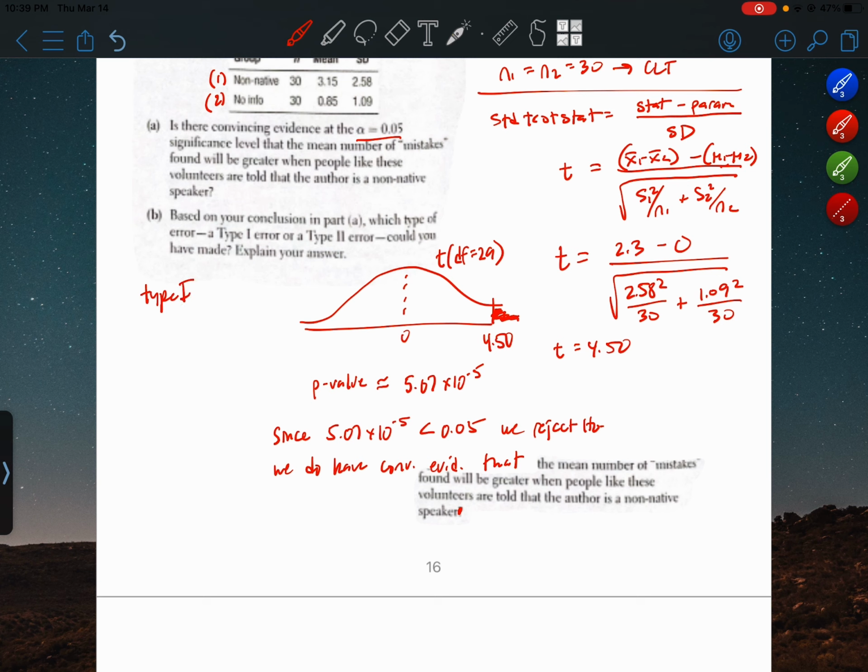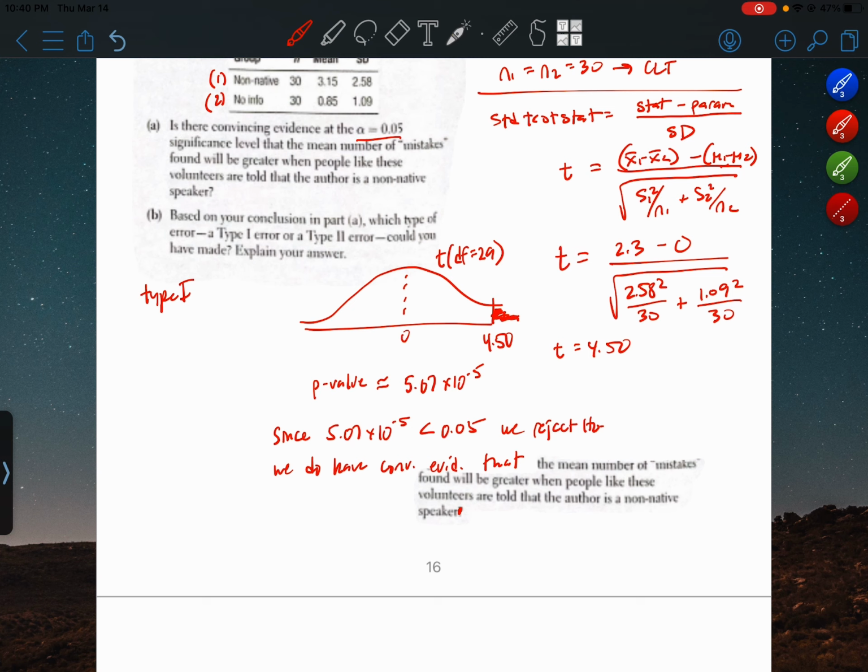Type 1 error is when the null hypothesis is true, but you reject it. In context, this means that there is no difference in the mean number of mistakes found by the two groups. But we said that the first group found more mistakes. Well, I guess we don't really have to explain in context. We just have to explain why it's a type 1 error.